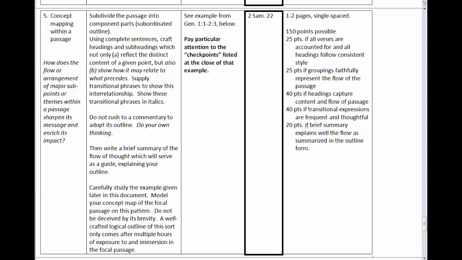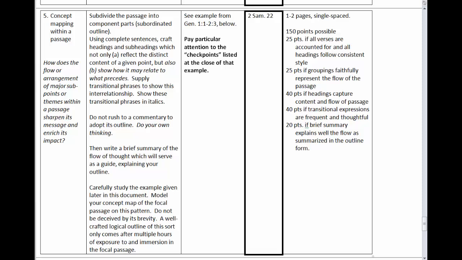Rather, do your own thinking at this point. Later on, if you wish, you can consult the commentary, but it's very important that you do your own inductive work at this point. That's how the passage is going to really get into your heart and soul, and the message then will become clear. And in addition, it's entirely possible that someone else's outline may have missed some of the logical flow that you will detect. And if you simply rely on someone else's outline, it's very possible you'll miss not only the impact, but also the accuracy of its message.